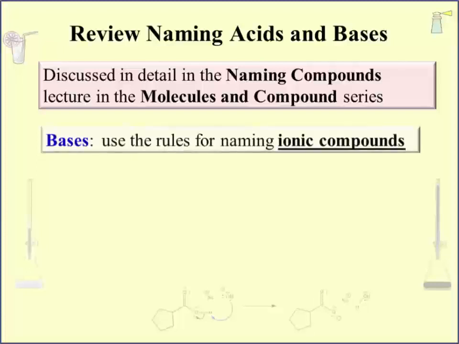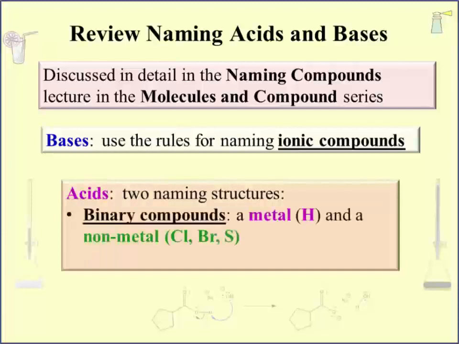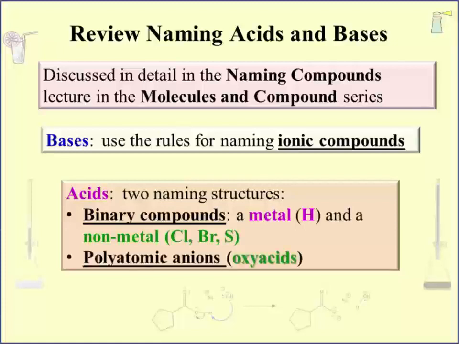First, to bases, and this is limited to bases with hydroxyl groups. For these ionic compounds, use the rules for naming ionic compounds. For acids, there are two naming structures. One is for binary compounds, that is a metal, hydrogen, and a nonmetal like chlorine, bromine, or sulfur. The second is when the acid has a polyatomic anion. That includes the important group oxyacids.